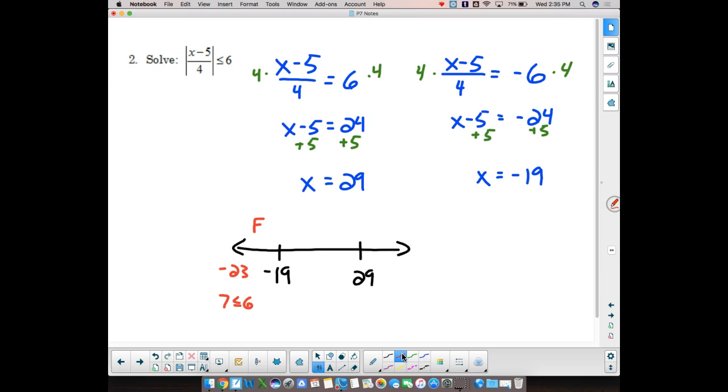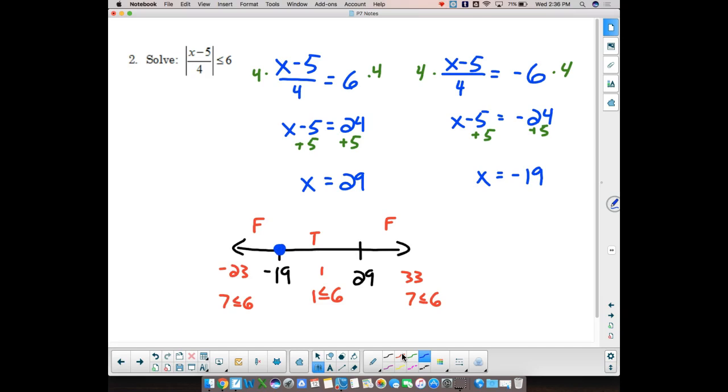Okay? I want to go with 0 in the middle, but I'm not going to. I'm going to go with 1 in the middle. 1 minus 5 is negative 4. Negative 4 divided by 4 is negative 1. Absolute value is 1. And 1 is less than or equal to 6. I'm going to go with 33 up here. 33 minus 5 is 28. Divided by 4 is 7. Absolute value of 7 is 7. And 7 is not less than or equal to 6.